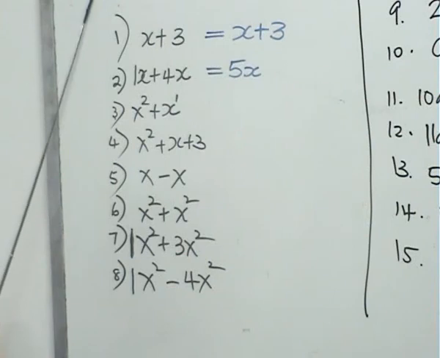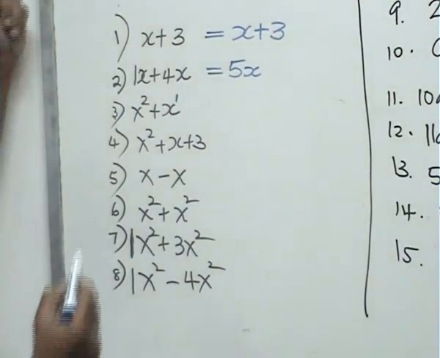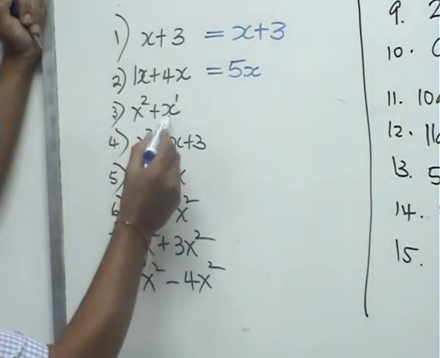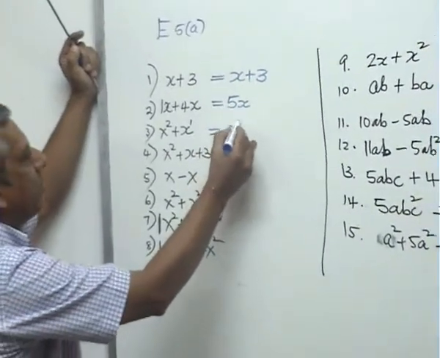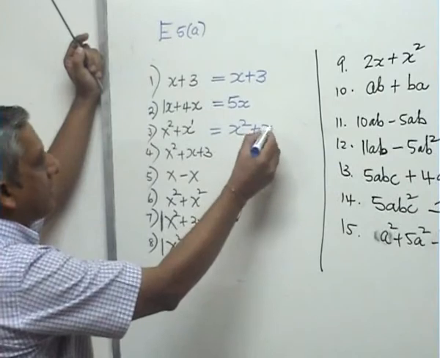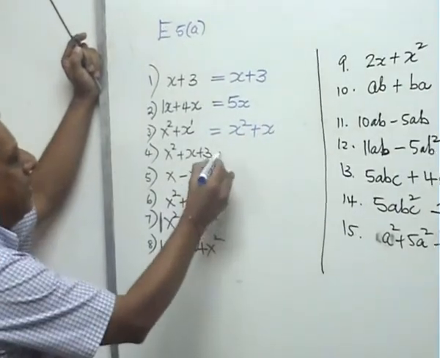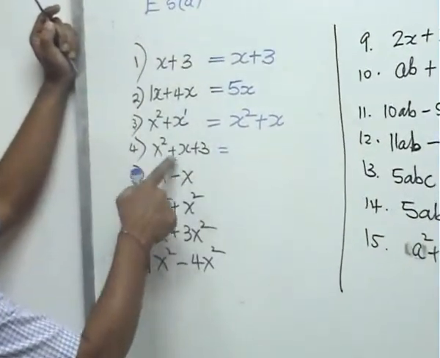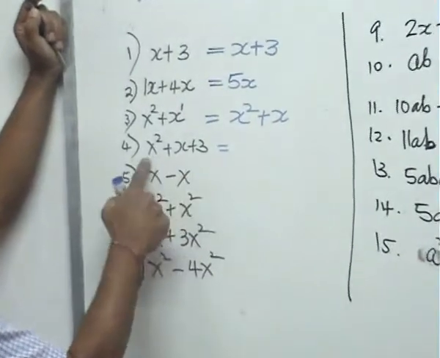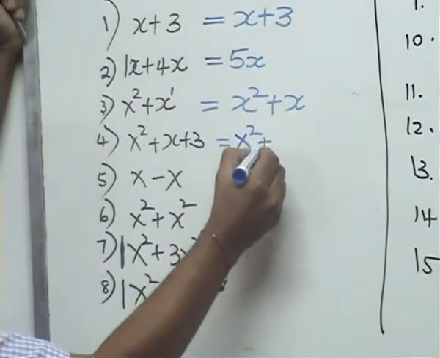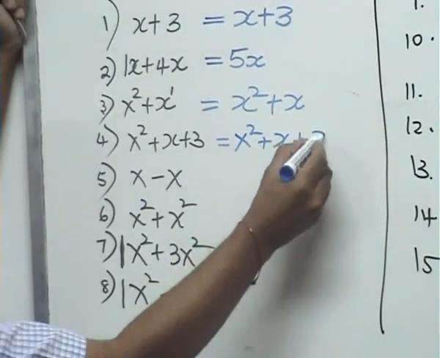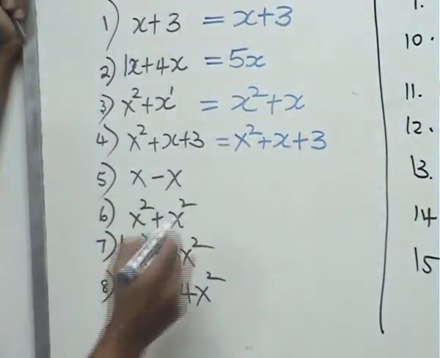So here are the answers to exercise 5a. X squared plus x, these are unlike terms. You cannot add them up, so you will just rewrite it as the same. Next one, x squared plus x plus 3. These are unlike terms, you cannot add them up, so it will be x squared plus x plus 3. You just rewrite the same thing again.